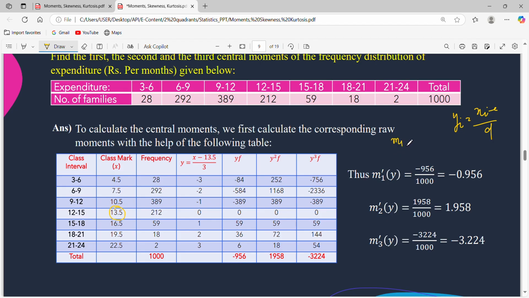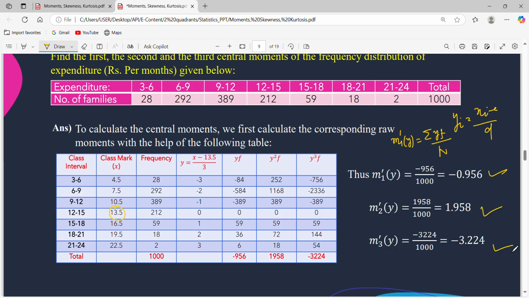m1 dash y means summation of yf by N. Same way, m2 dash y is summation of y square f divided by capital N, and m3 dash y is summation of y cube f divided by capital N. So we want here summation yf, summation y square f, summation y cube f. Just put the value and find out the sum value. So we will get minus 1.958 and minus 3.224.